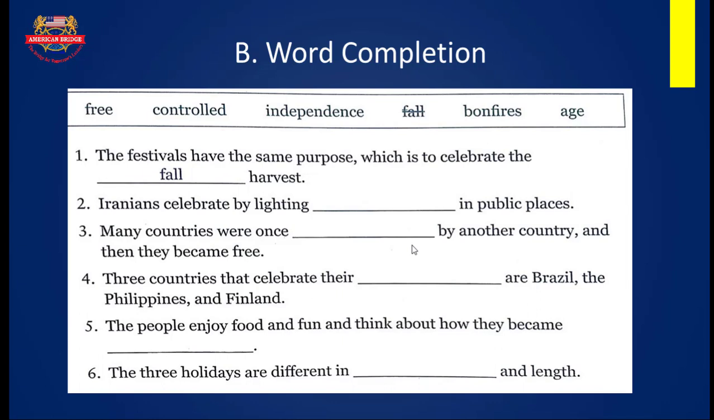Some other words you have learned are free, control, independent, bonfire, and age. Being independent is the opposite of dependent. A country is independent when it was a colony under another country and now has its own right to make decisions for the country, receiving all the rights from the other. They will receive independence. Then the bonfires and age.